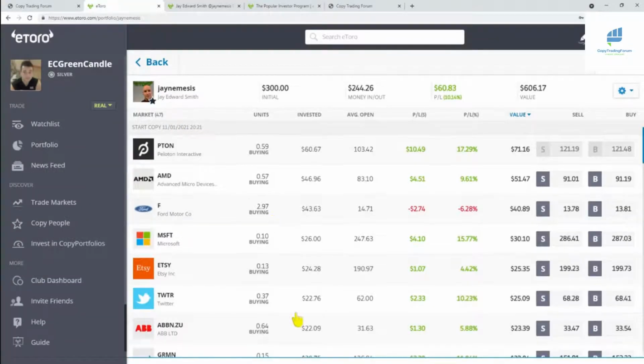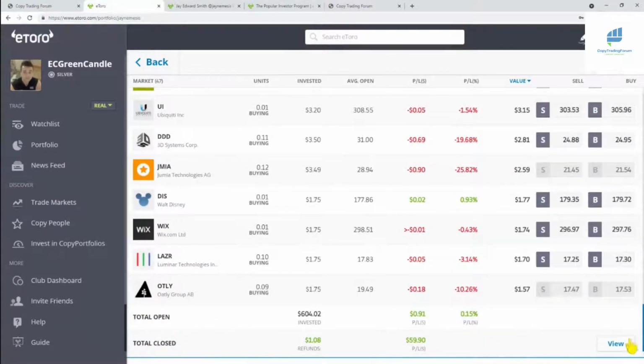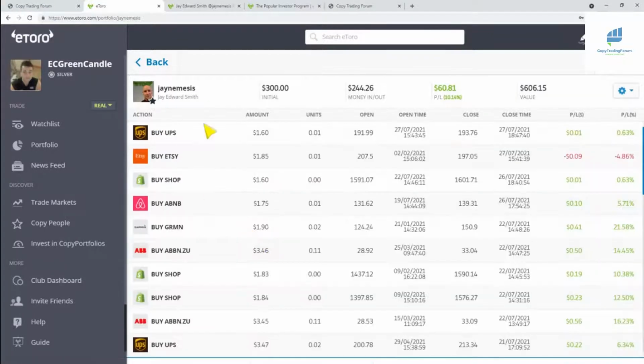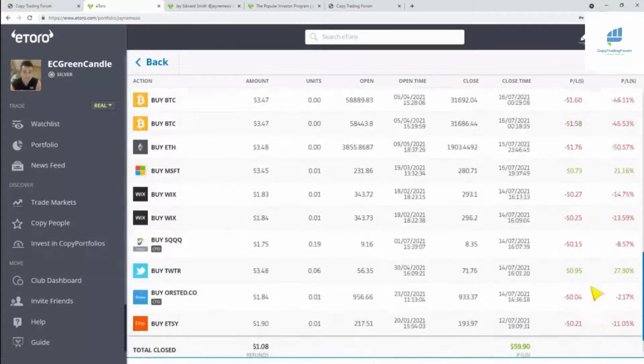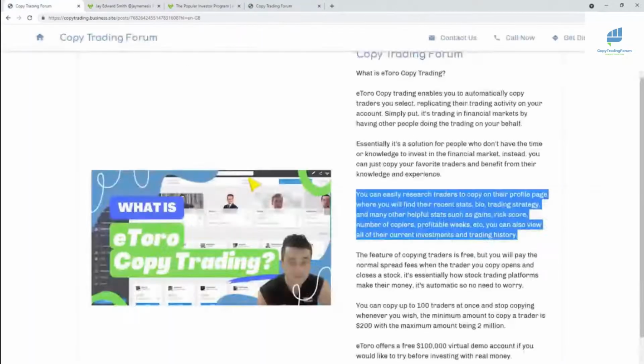So if I go into my history here, you can see everything here, and you can come down to the bottom here and even see total closed, stocks that he has closed. These are all the stocks that he's closed, and the percentage of profit I've made or lost, etc. But overall, I'm up over 10% on JNMS. Okay, so let's go back to our notes here.